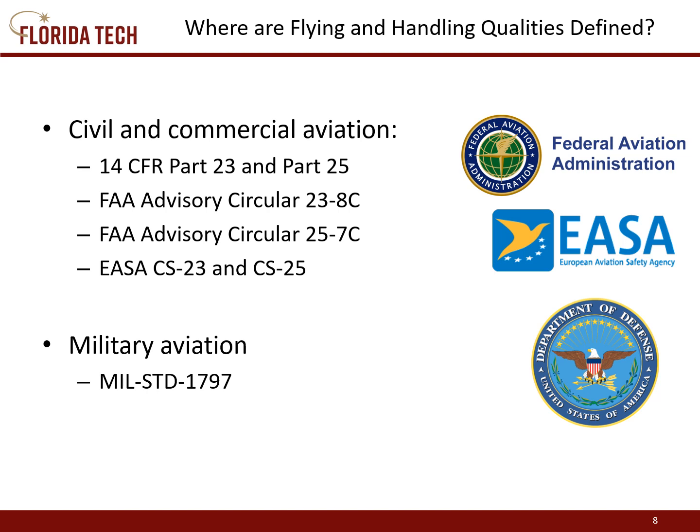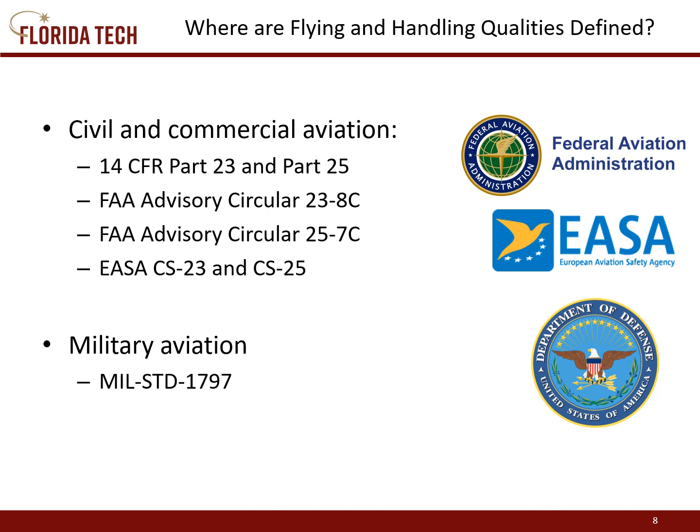So where are flying and handling qualities defined? For civil and commercial aviation, it's in the FAA, or if you're in Europe, it would be EASA. For the FAA, it's Part 23 and Part 25. And for those regulatory documents, there are also associated advisory circulars. For Part 23, that circular is 23-8C. And for Part 25 aircraft, that circular is 25-7C. And EASA has similar numbering schemes as the FAA. They use CS-23 for light aircraft and then CS-25 for larger aircraft.